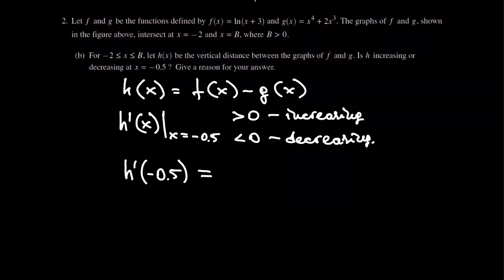And so as we just calculated, this derivative is equal to negative 0.599. And because this is less than 0, the vertical distance between the graphs of f and g is decreasing at x equals negative 0.5.